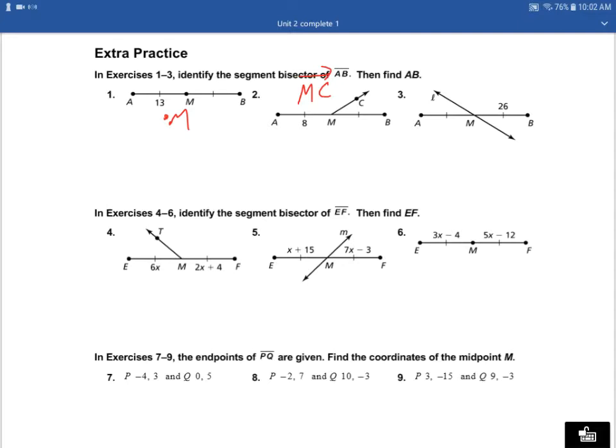The segment bisector here is line M. I'm sorry, line L. All right, number 4, what's the segment bisector? What shape is it? Is it a line, ray, or a point? For number 4 here. Number 4. What is it called when there's only one arrow? It's a ray. So this one is ray MT. This one is line M. And then this one is point M.